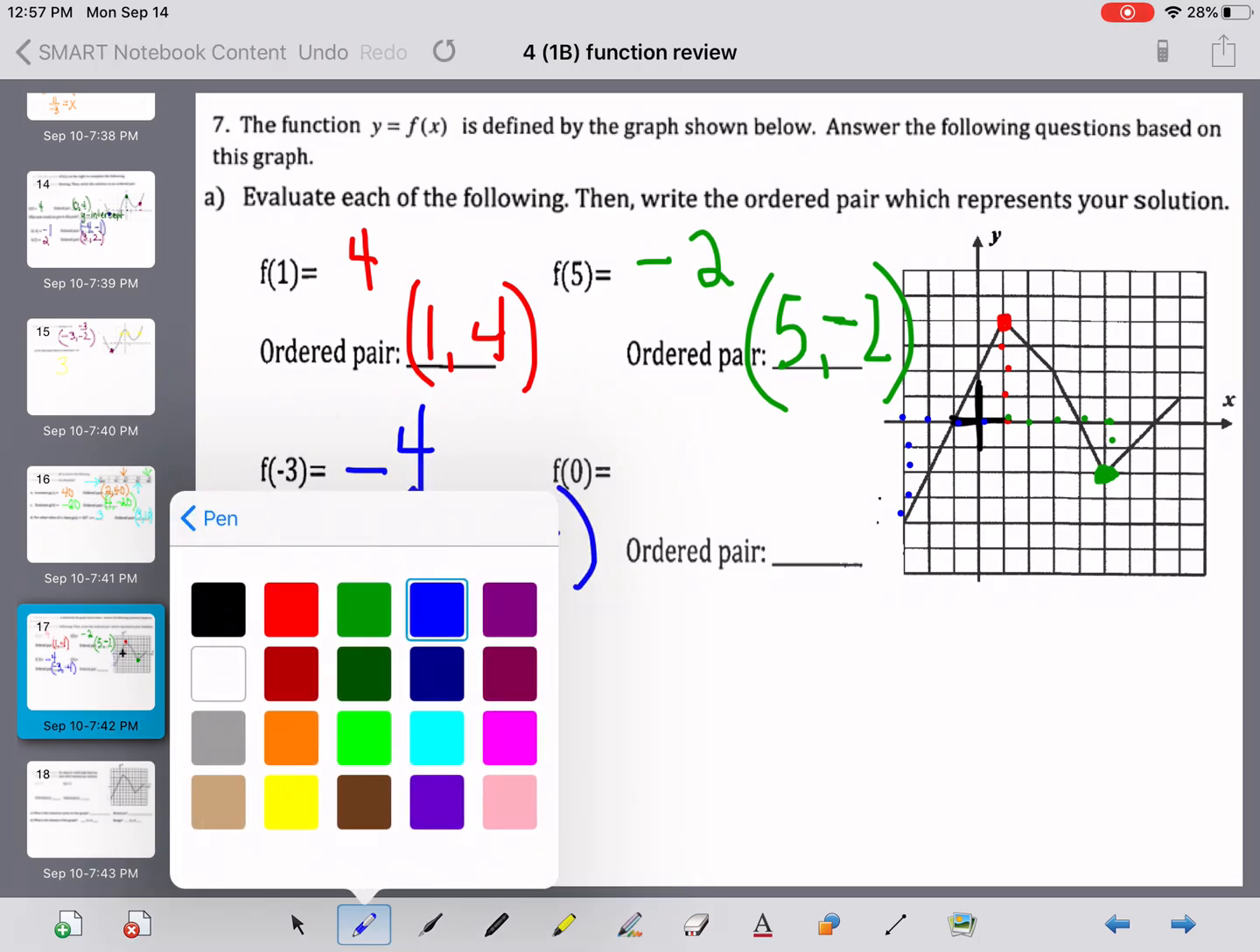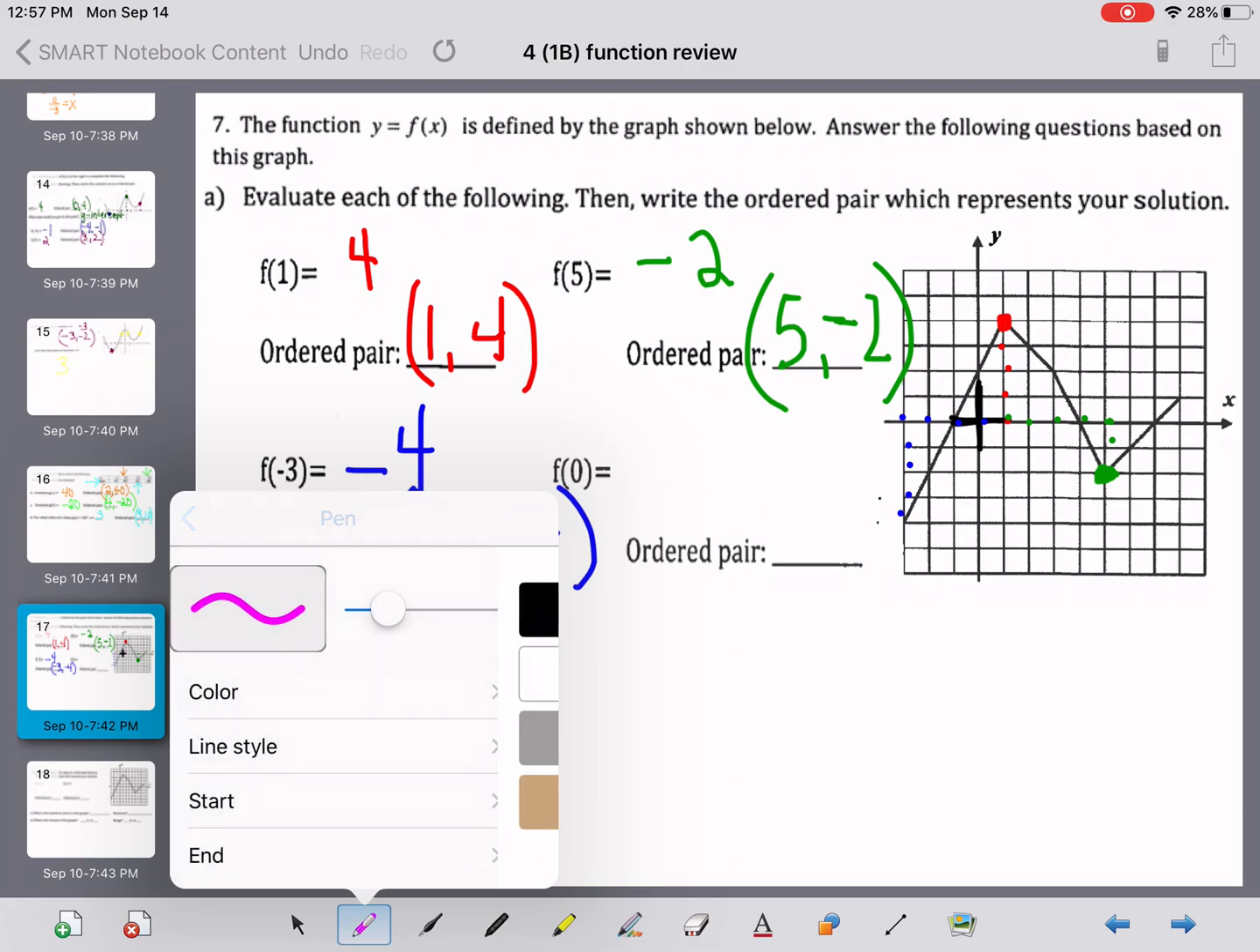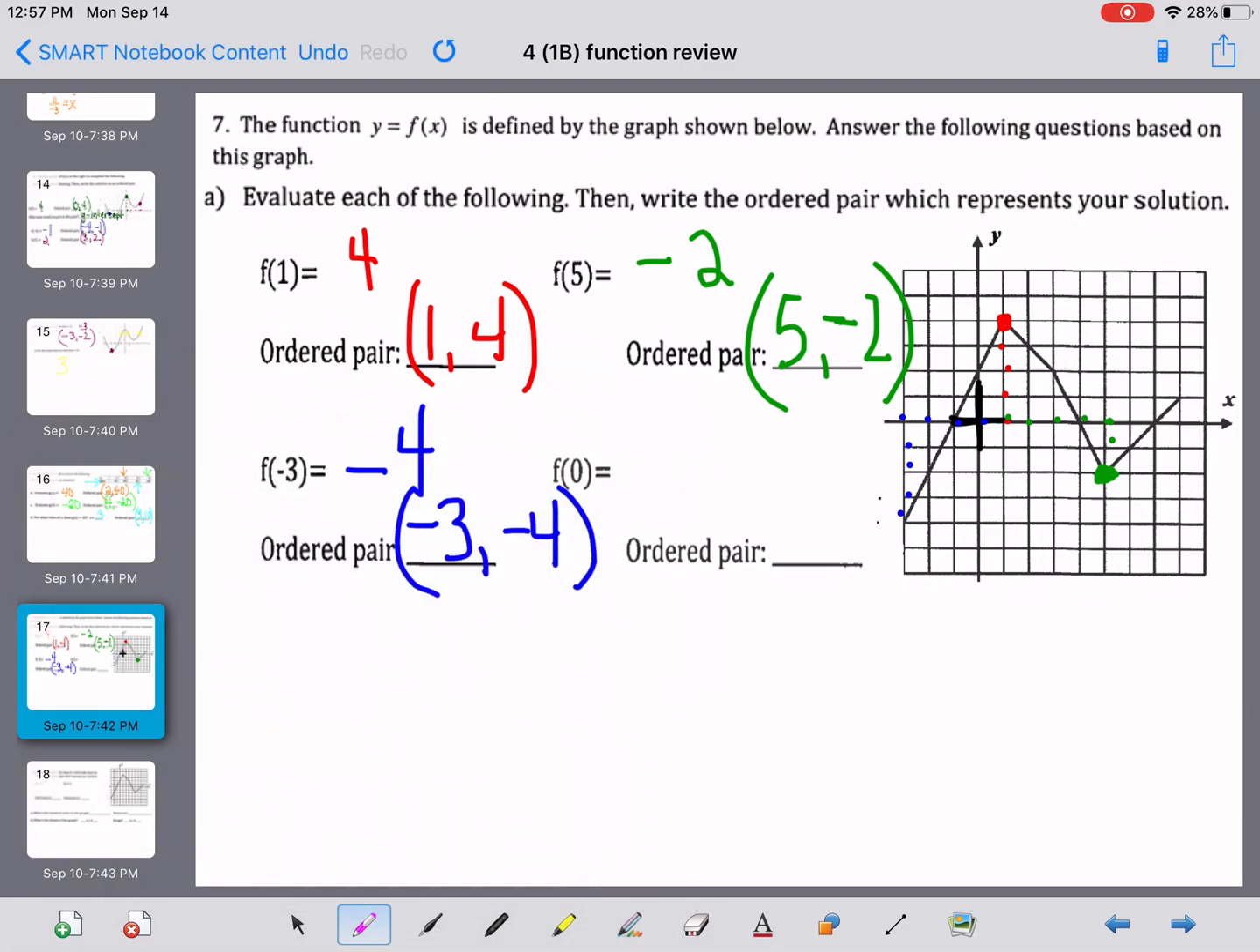And f of 0, when we look at this, f of 0, so we're not gonna move right or left, but we're gonna go 1, 2 up, so we end up with 0, 2. By the way, that is the y-intercept. Once again, it's where the graph crosses the y-axis.